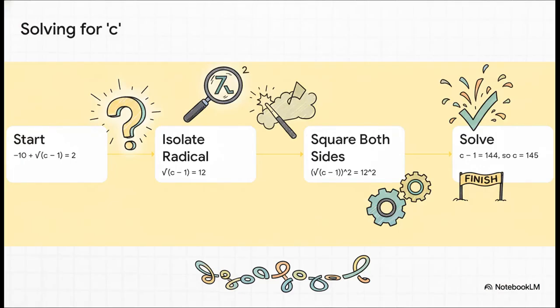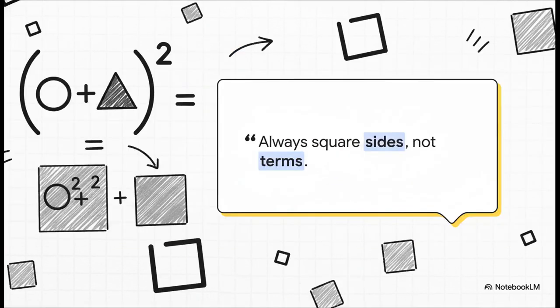Okay, let's walk through this one. First things first, we gotta isolate that radical. So we add 10 to both sides. That gives us the square root of c minus 1 equals 12. Now for the magic trick. We square both sides. On the left, the square root and the square just, poof, cancel each other out, leaving c minus 1. On the right, 12 squared is 144. One quick final step, and our answer is c equals 145. See? Beautiful. But, and this is a big but, there is a golden rule here, and it is non-negotiable.